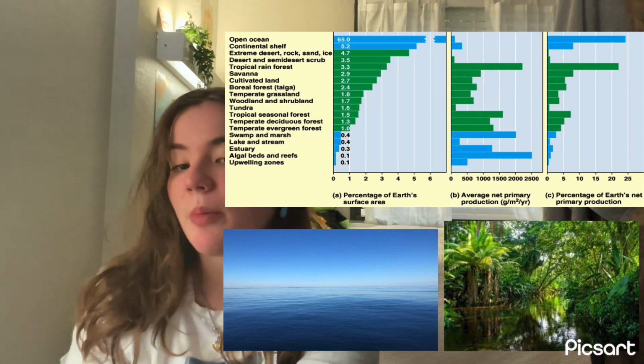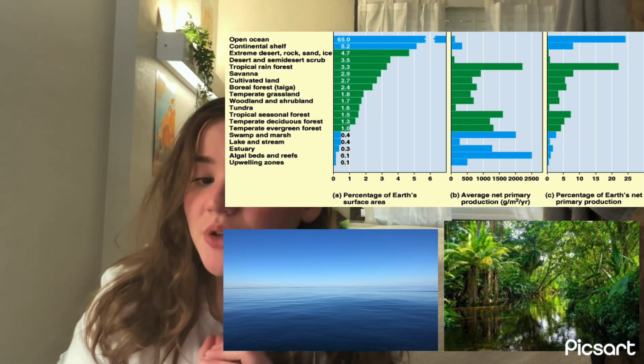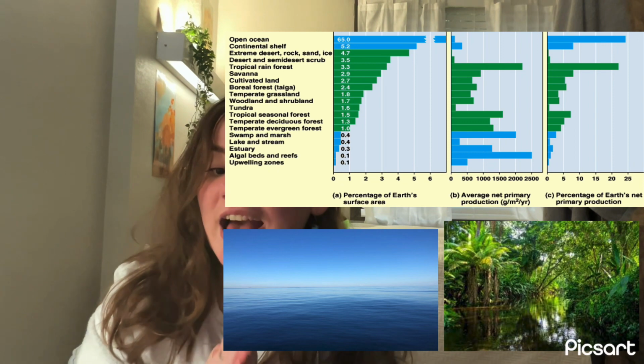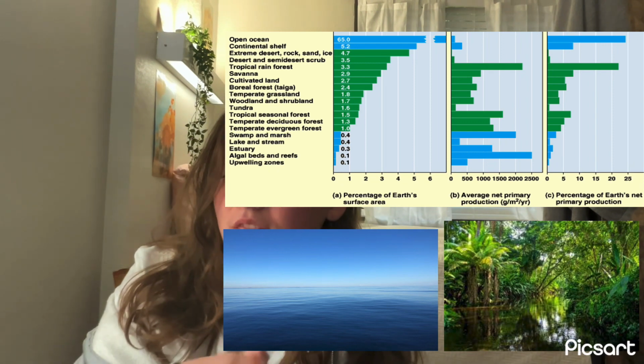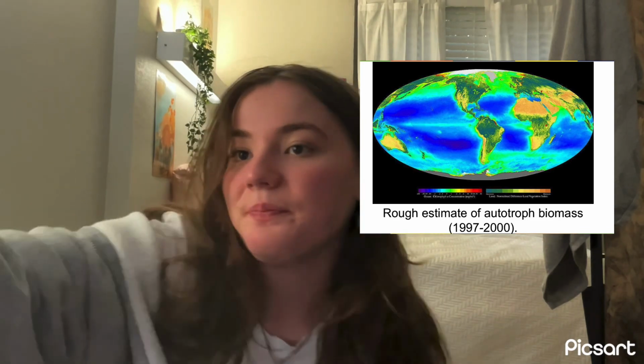In contrast, the tropical rainforest, where chimpanzees reside, and which only takes up 3.3% of the Earth's surface area, has a very high average NPP and contributes to a high percent of Earth's total NPP. This is due to the amount of autotroph biomass available. There is very little in the open ocean, however, the tropical rainforest is very rich in biomass and is the most diverse ecosystem. So that's it on this video on Module 2H in relation to chimpanzees.